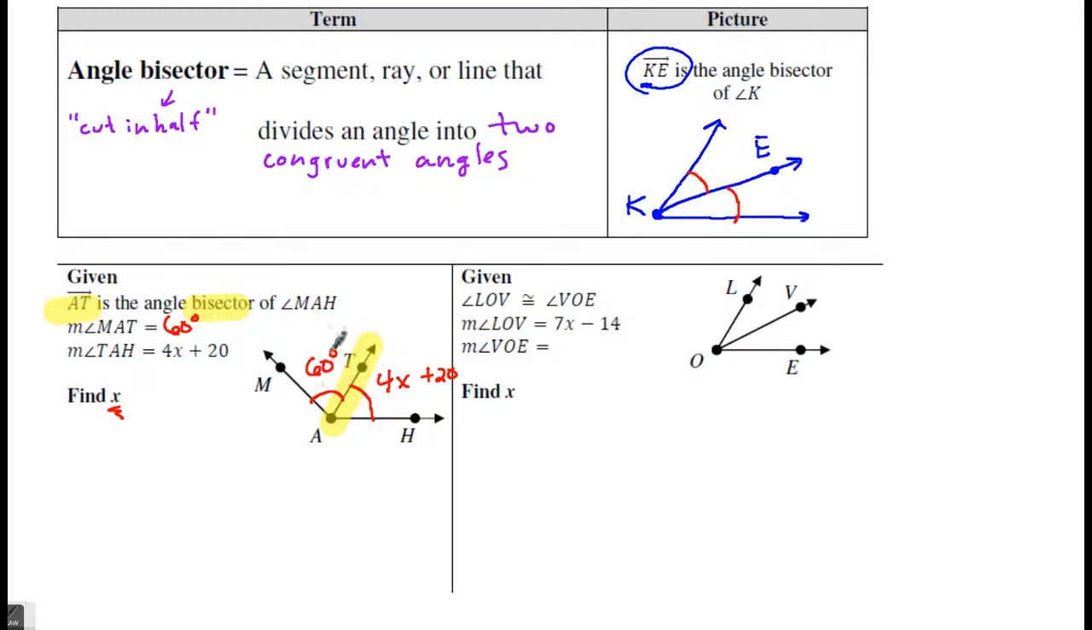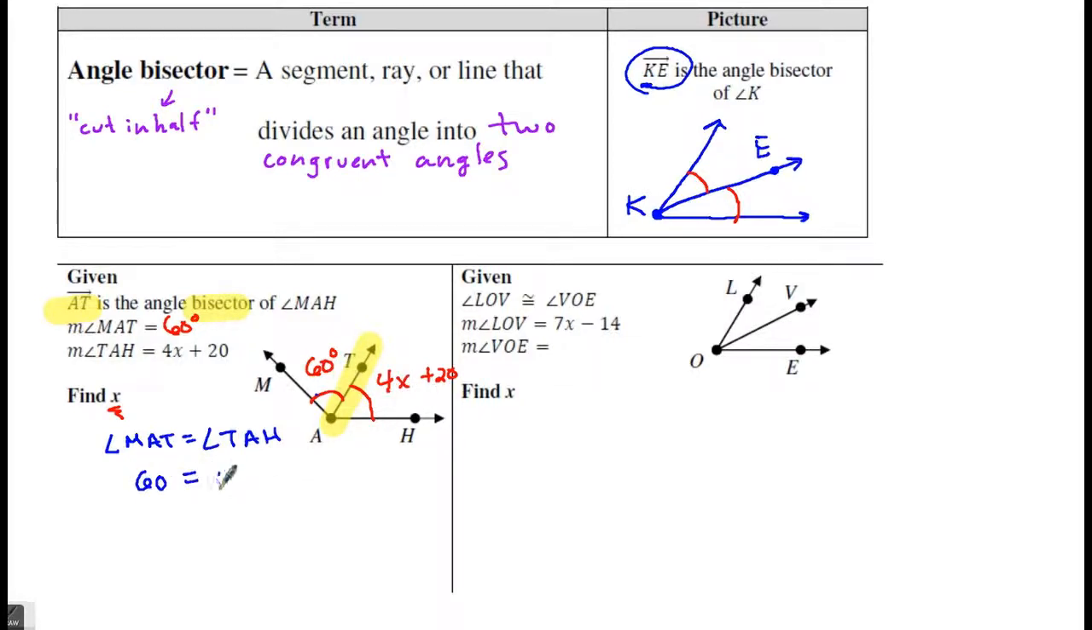Since it's being cut in half, we know a few things. We know that the angles are equal. We can go ahead and say that angle MAT is going to equal the angle TAH. So I'm saying that these two angles are the same. And because they are the same, the measurement of 60 is going to equal the 4x plus 20. So there's my algebraic expression. Now all we have to do is just solve for x.